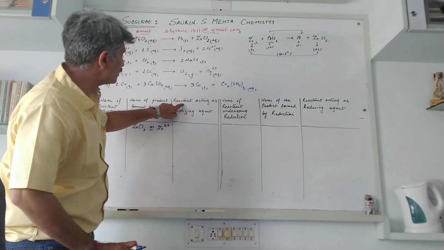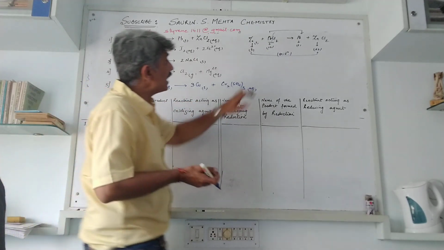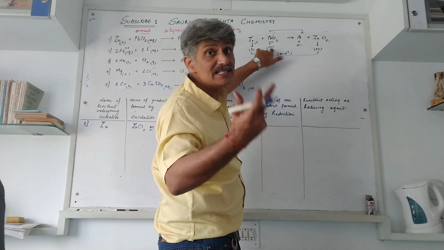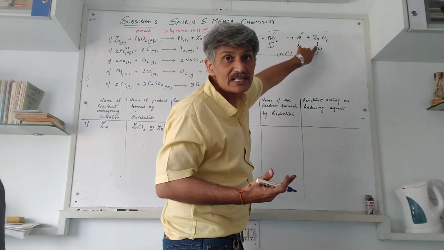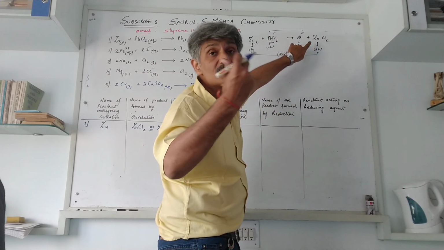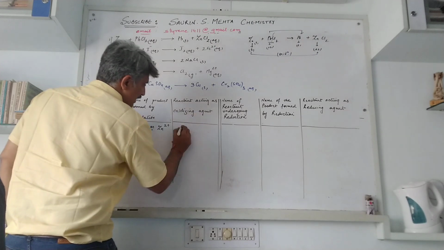Then the reactant which is acting as the oxidizing agent. Which reactant of the two will act as the oxidizing agent? It is PbCl2, which is allowing zinc to convert to ZnCl2, that is, increase its oxidation state. So here PbCl2 is your oxidizing agent.